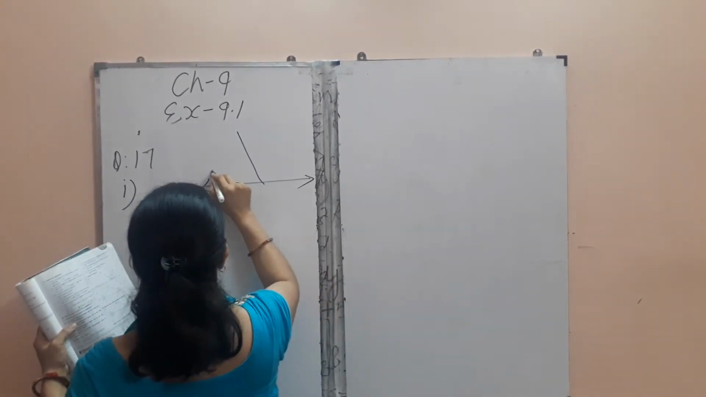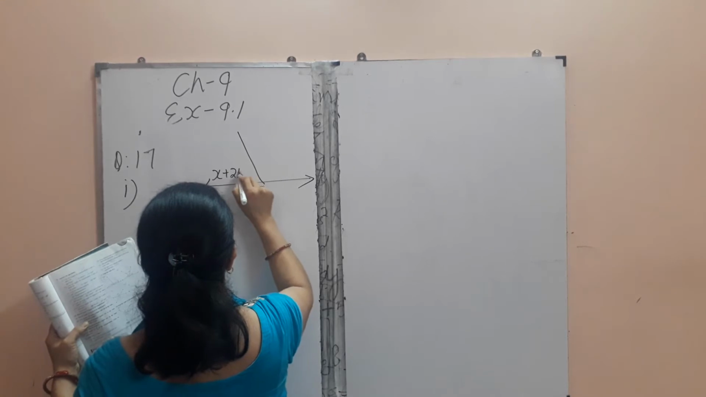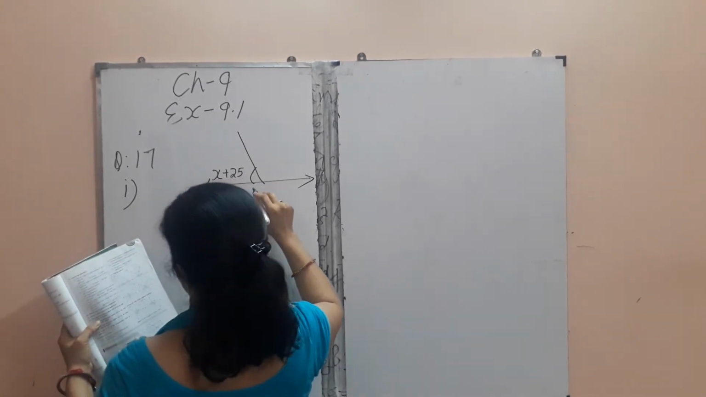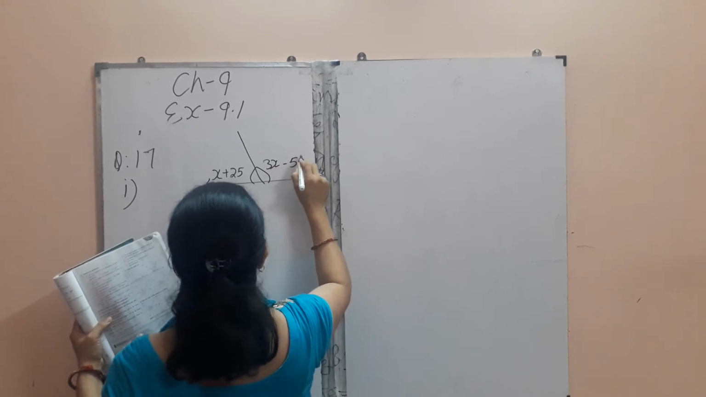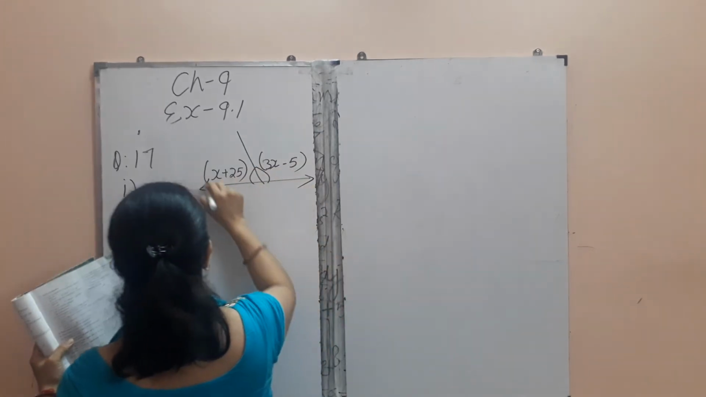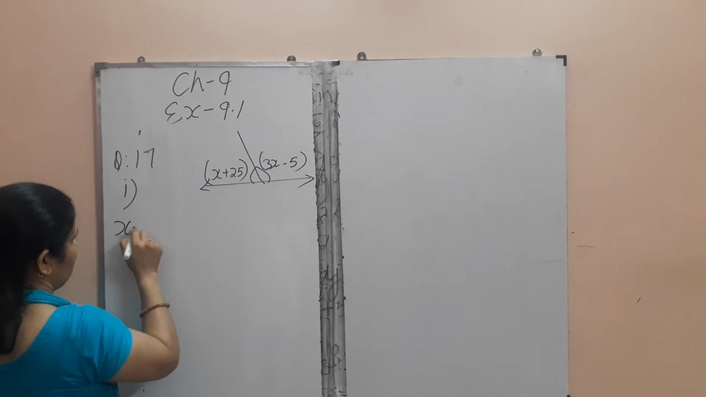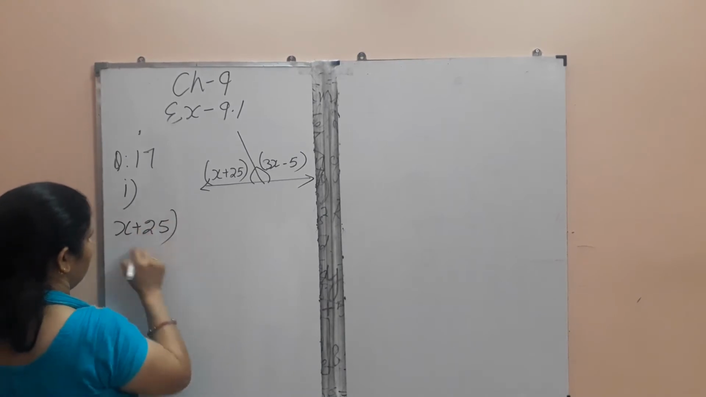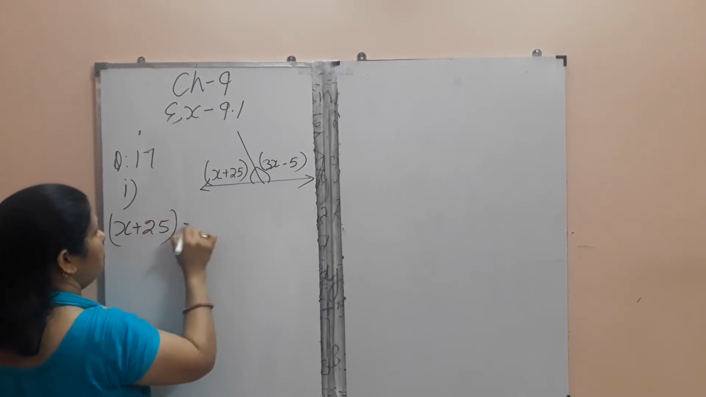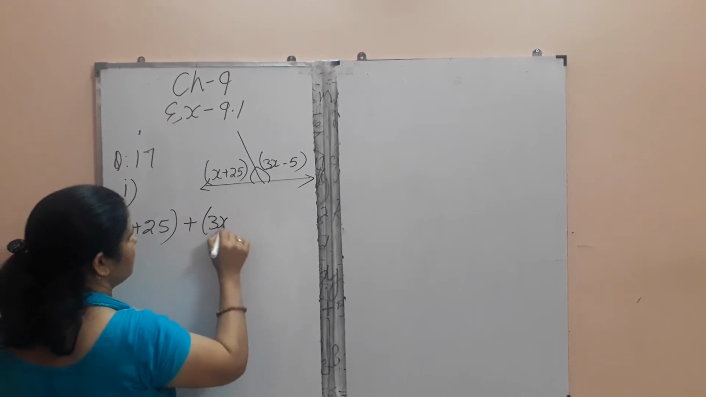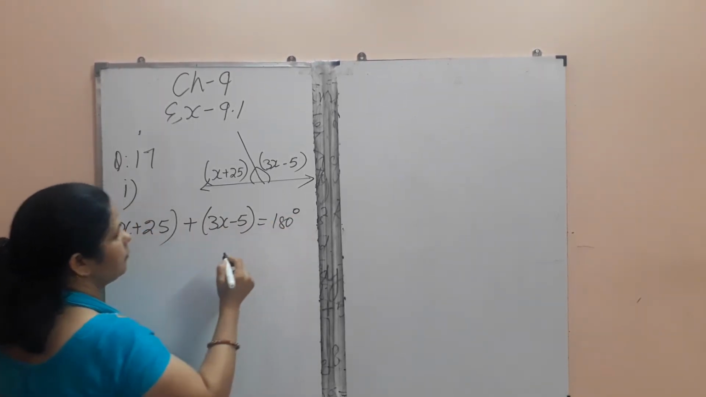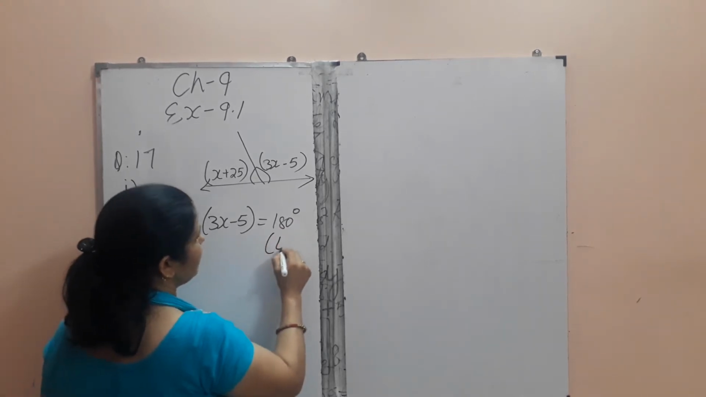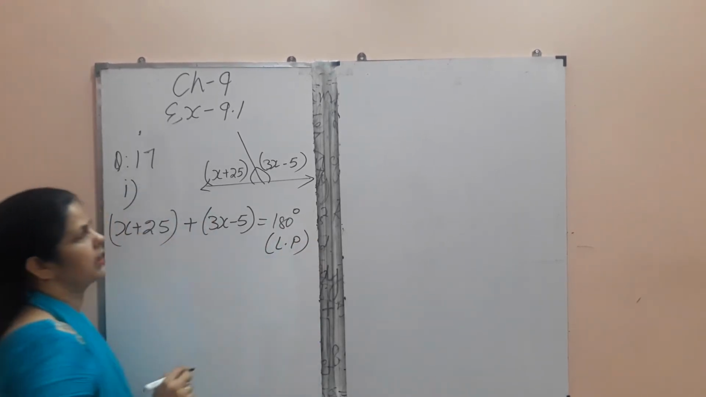x plus 25 and 3x minus 5. So x plus 25 plus 3x minus 5 equals 180 degrees. Why are they 180 degrees? You can say linear pair, or you can say straight angles.